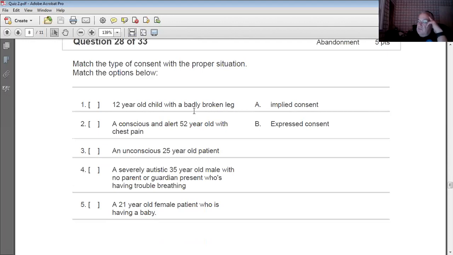Okay, 28. A 12-year-old child with a badly broken leg is implied consent, right? Implied consent covers somebody under the age of 18, somebody who's unconscious, somebody who has an altered mental status because of drugs or alcohol, somebody who has mental retardation, somebody who cannot make decisions for themselves. A 12-year-old is under 18, so they have implied consent. A conscious, alert 52-year-old patient with chest pain would be express consent because they can understand. An unconscious patient is implied consent because they cannot give consent. A severely autistic 35-year-old male with no parent or guardian is implied consent, because autism is a problem where patients may have problems with understanding. And a 21-year-old female patient who is having a baby is over the age of 18, so it's express consent. She has the right to make decisions for herself and for her unborn baby.